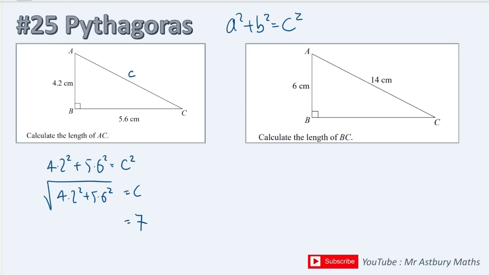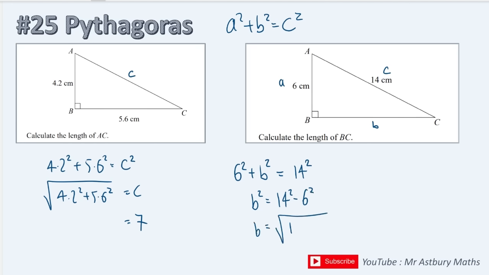Lovely. And next, we need to work out the short side. So let's label this one A, this one B, and this one C. And let's write out the formula again. So A squared, which is 6 squared, plus B squared, we don't know, is equal to C squared. And in this case, because we're looking for the shorter side, I need to subtract that 6 squared over to the right side. And then to work out B, I will square root 14 squared minus 6 squared. And that gives me an answer of 12.6.